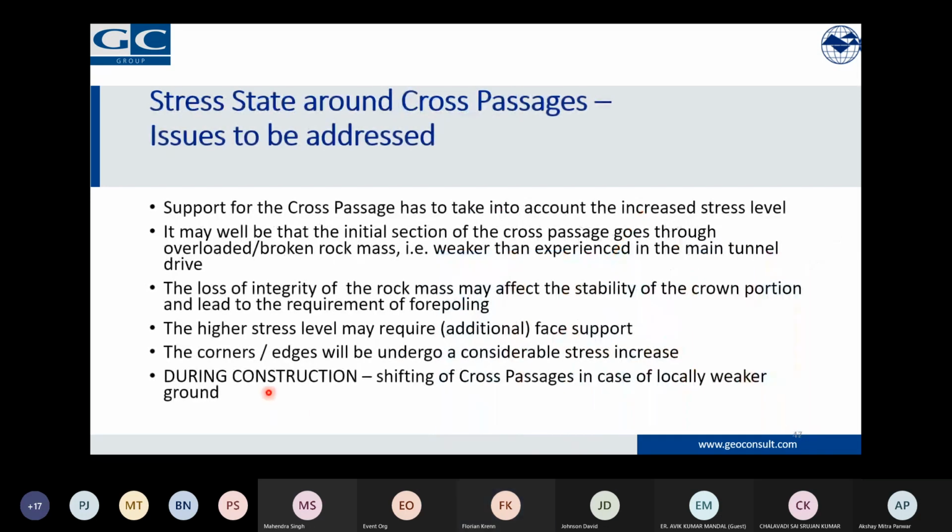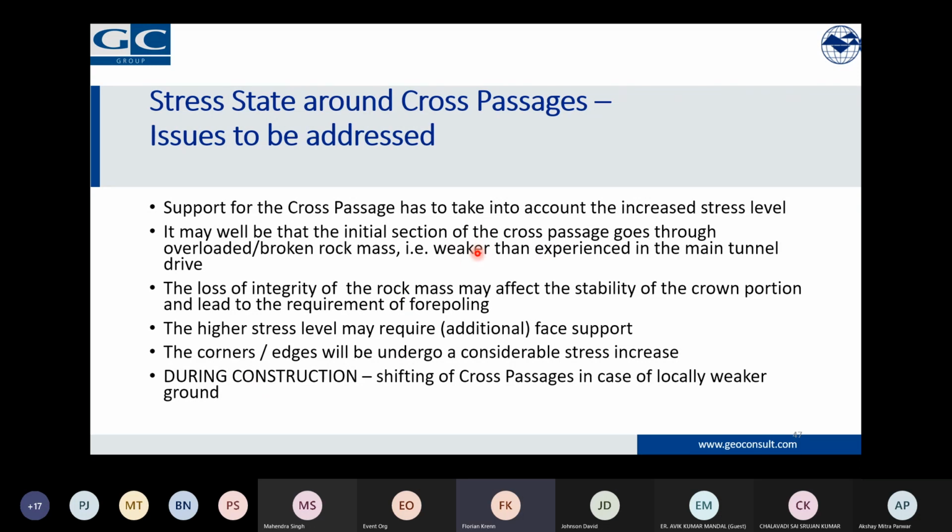And it also gives the reason why the corners and edges of cross passages usually require and deserve some more consideration, that there will be some additional support which has to be taken. So from the support point of view, the cross passages need to be designed for an increased stress level. Also, we have to see that the initial section, the starting of the cross section, may go through broken rock mass. So it's weaker than we have earlier experienced in the main tunnel drive.